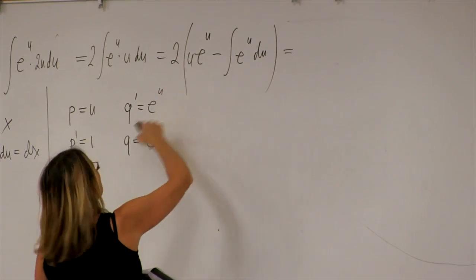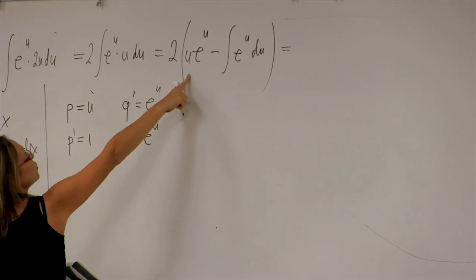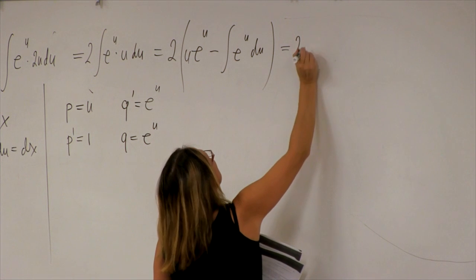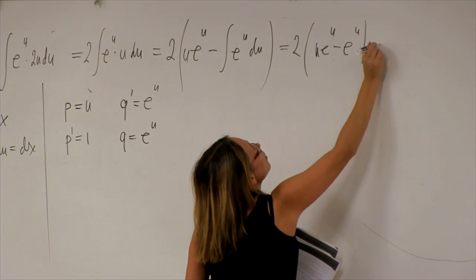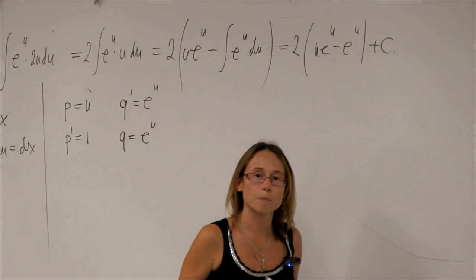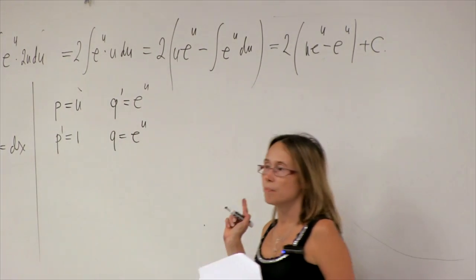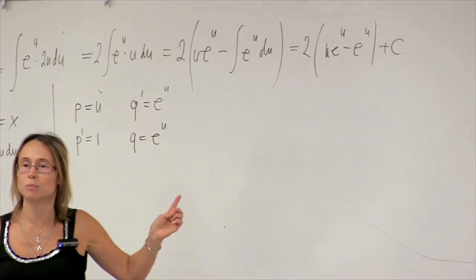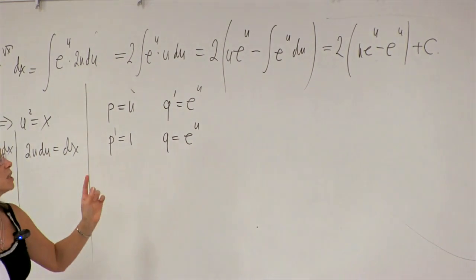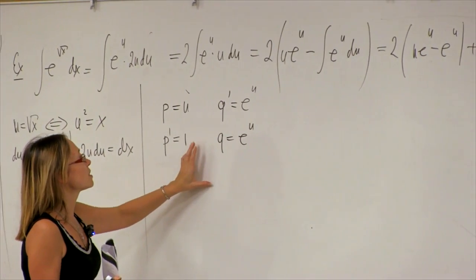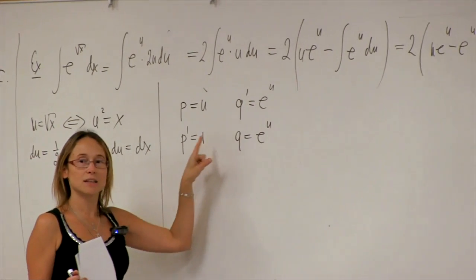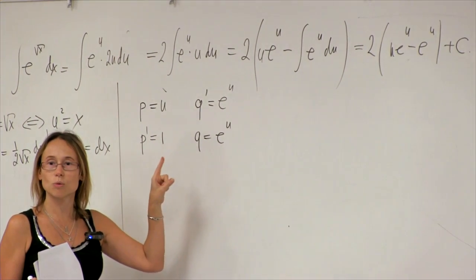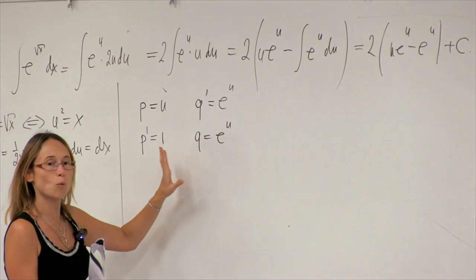Sorry, it's p times q is this one. So I have u e to the u minus e to the u plus c. Okay, so because we had a substitute for this lecture about partial fraction, I'm not sure if he explained what happens if I get confused and assign this in the wrong way. So I'm going to demonstrate what happens.